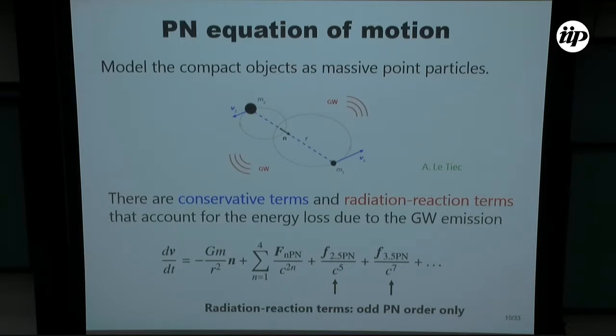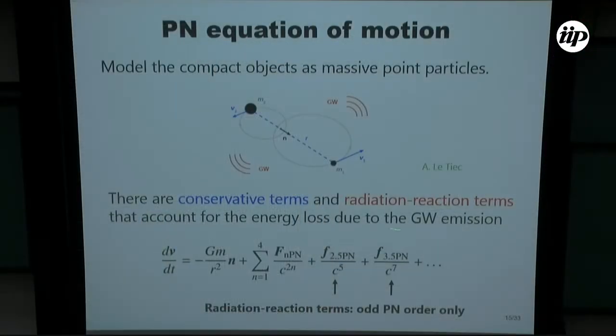This is because c is connected to t, and this describes the time-asymmetric part of the force, which means that this cannot be conservative, because of time asymmetry. This must be describing some dissipation of the system. So in principle, we know this equation up to a certain post-Newtonian order, and solving this and putting it into the Einstein field equation, we get the gravitational wave. But this is not what we are doing in practice.